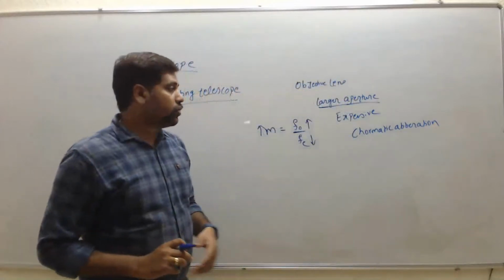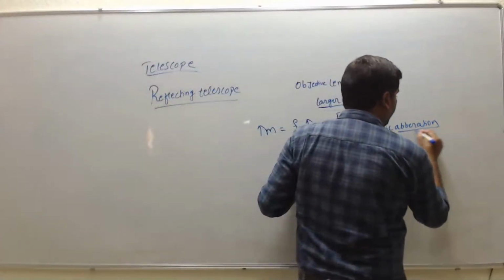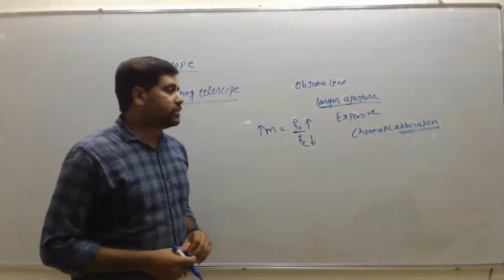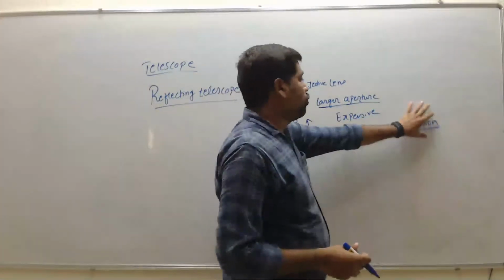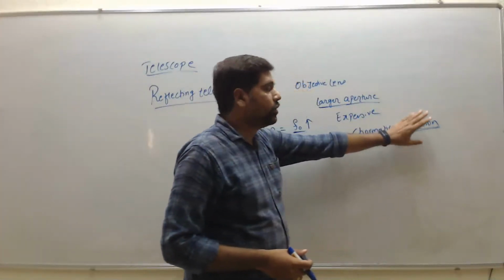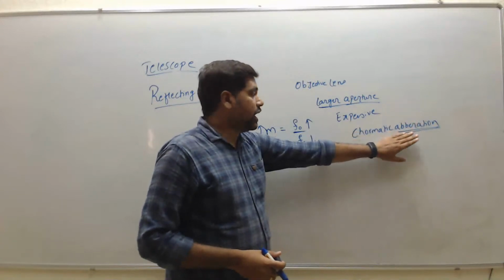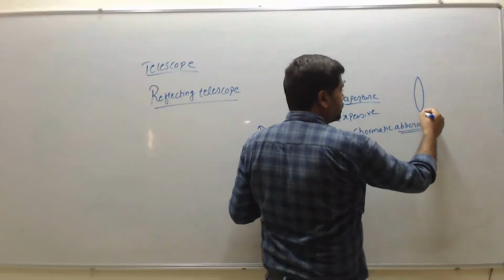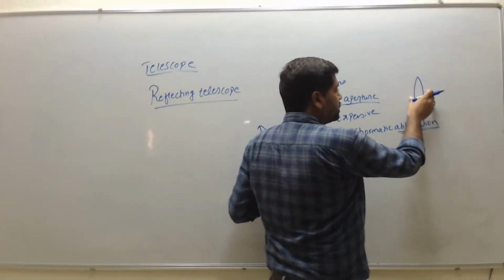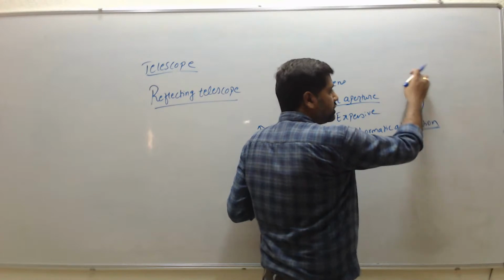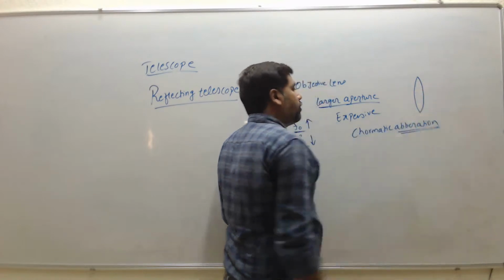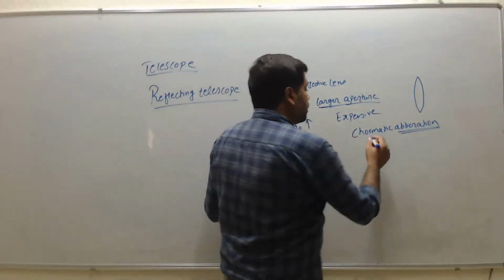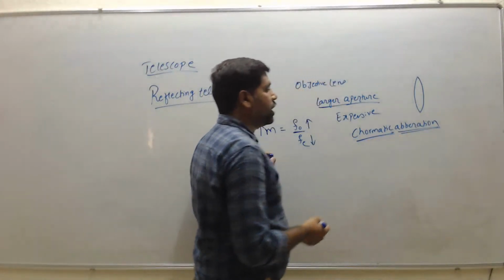Chromatic aberration. Aberration means it is a defect in the lens to form a clear image. If we consider this as one lens, this lens has aberration, meaning it has a defect. It won't give the clear image of the object. So in that we have chromatic aberration.